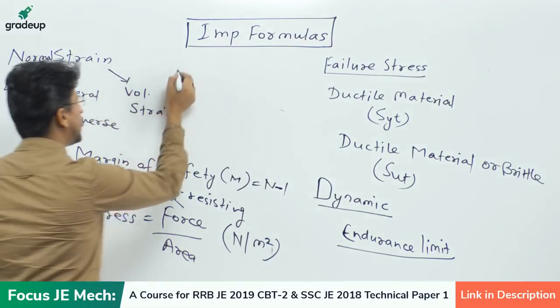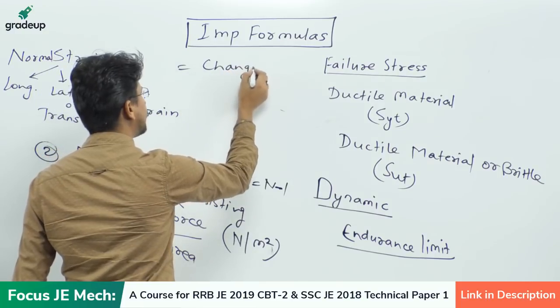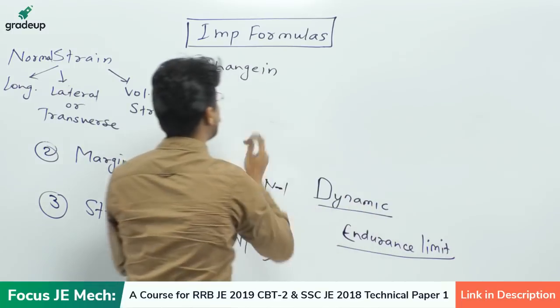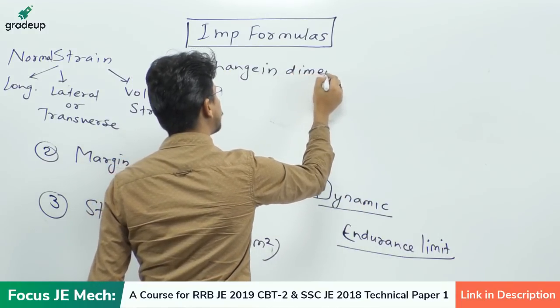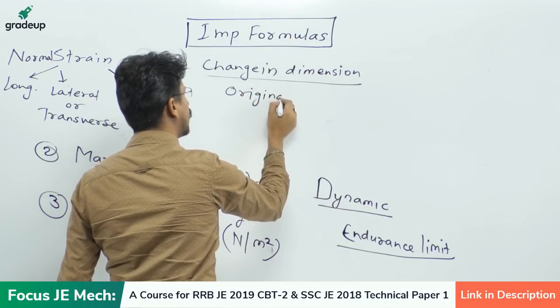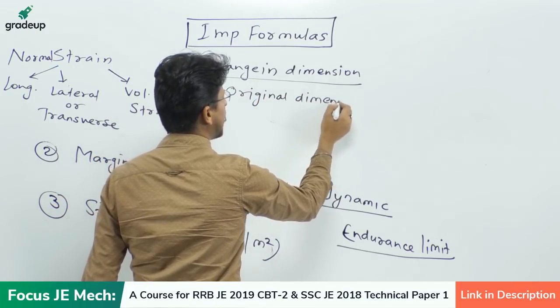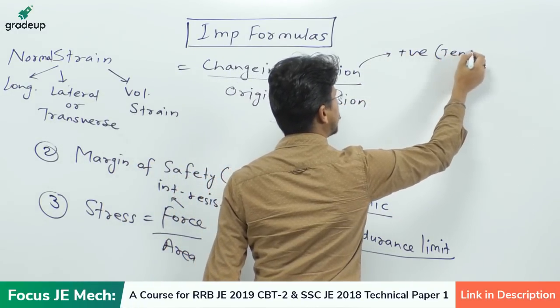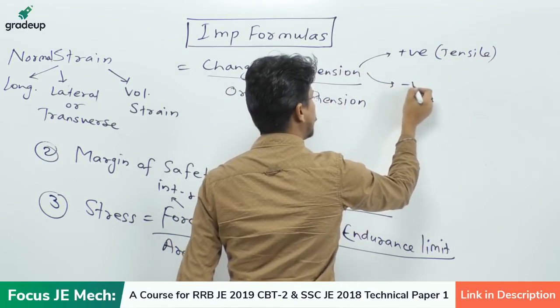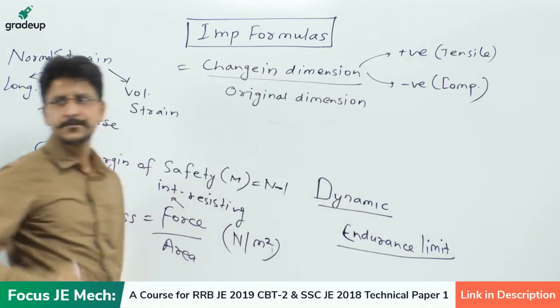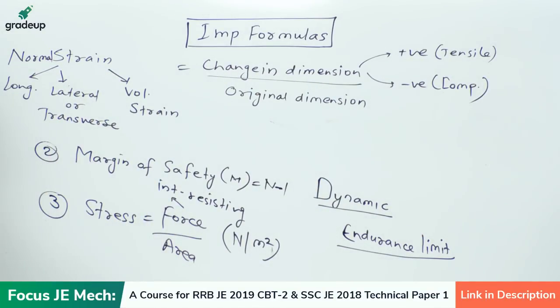So for all these three types of strains, we have the formula as change in dimension over original dimension. Okay, change in dimension over original dimension. This change can be positive. In that case it is called a tensile strain. If it is negative, it is called a compressive strain. Clear? Is it clear? Compressive strain or tensile strain?